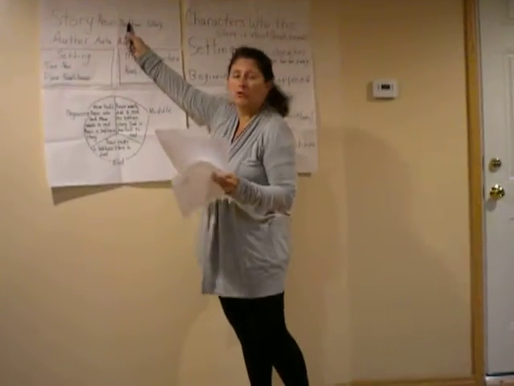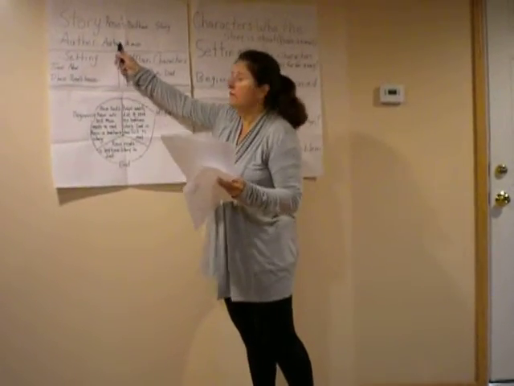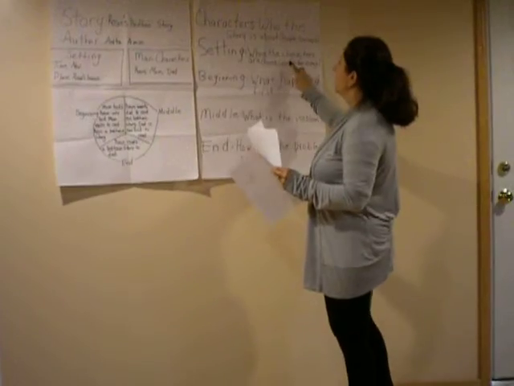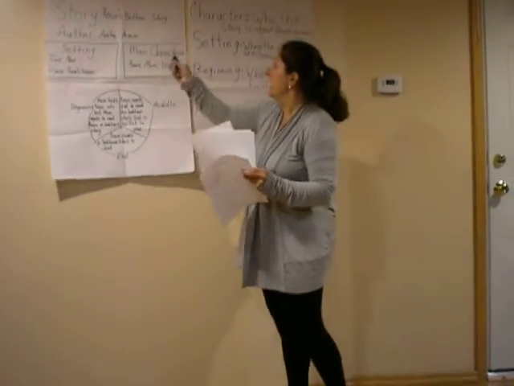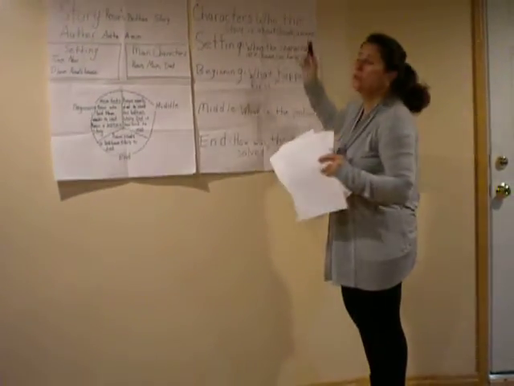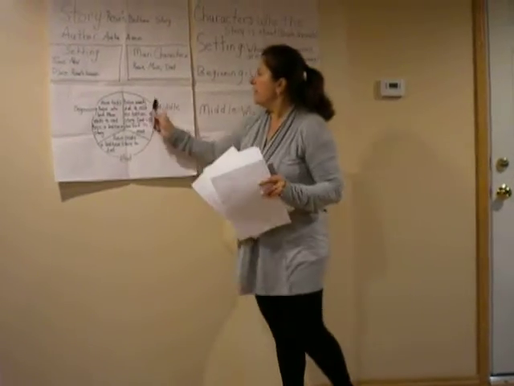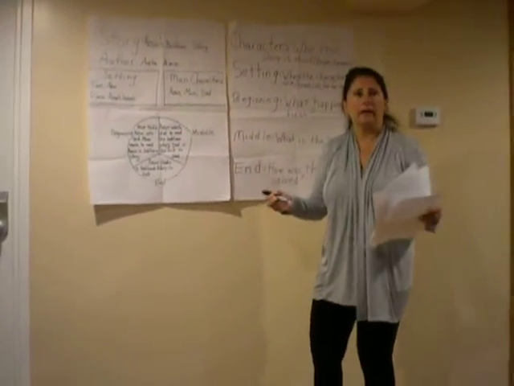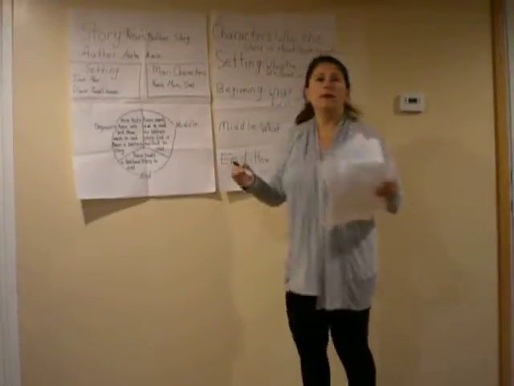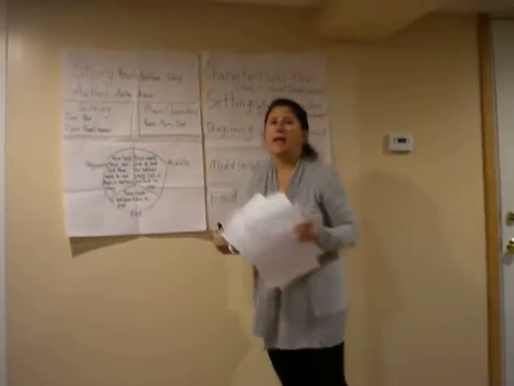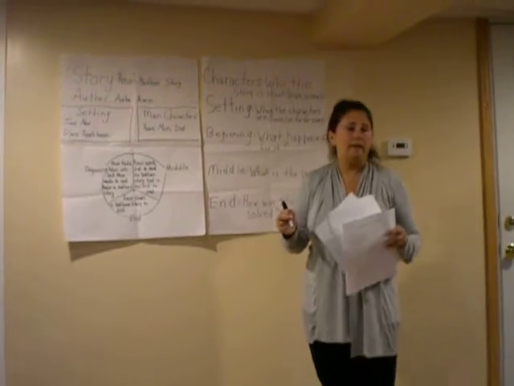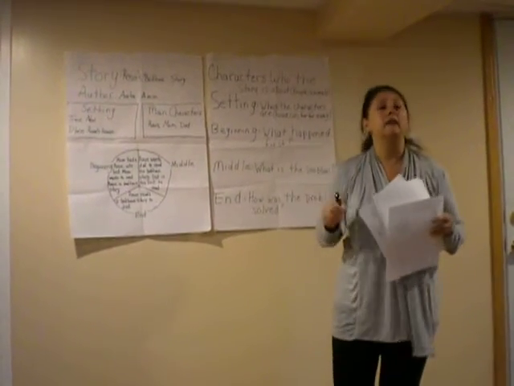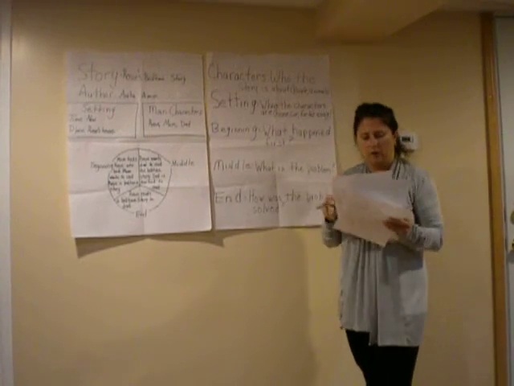Okay, so you're going to do the same thing on this graphic organizer. You're going to write the name of the story, the author, the setting, where the characters are, the main characters of the story, who the story is about, and then you're going to write the beginning of the story. What happened at the beginning, what happens in the middle, and what happens at the end. All of you can use your highlighters, okay? Use your highlighters to highlight the information so you can see it better.